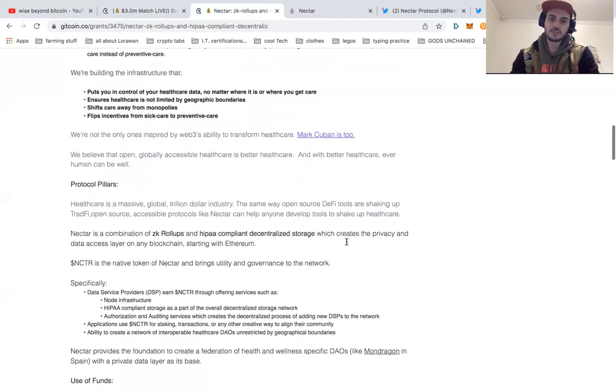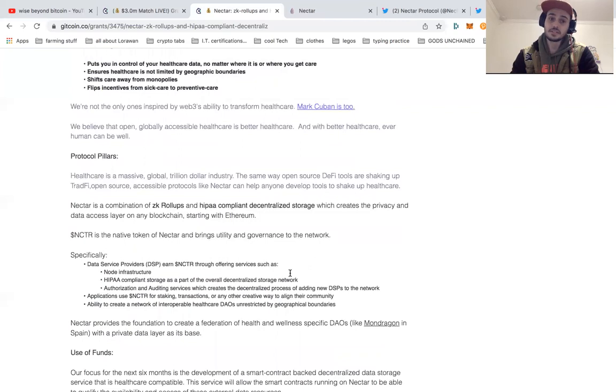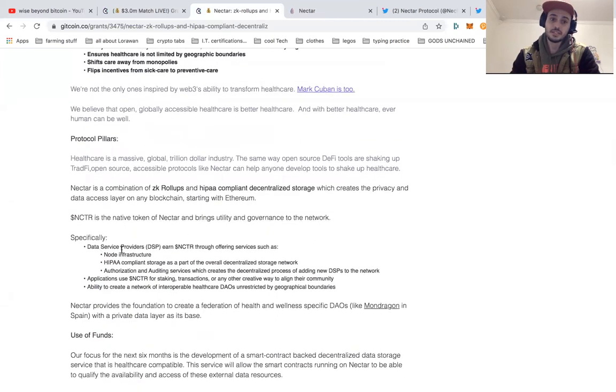And so their native token is going to bring utility and governance to the network. Specifically, data service providers earn the token through offering services. You can have node infrastructure. You can have HIPAA compliant storage as a part of your decentralized network. And you can authorize all of these different auditing and review services and get paid to do so.